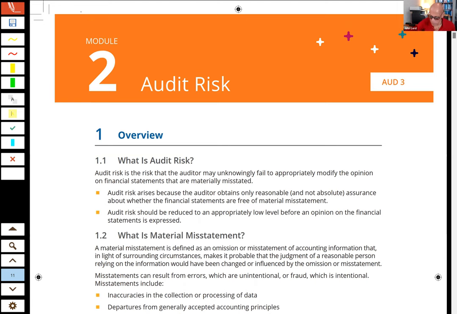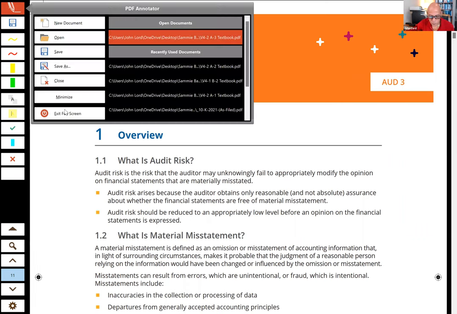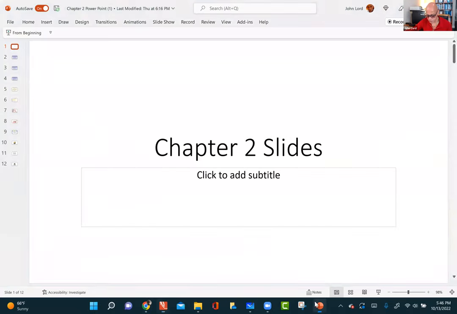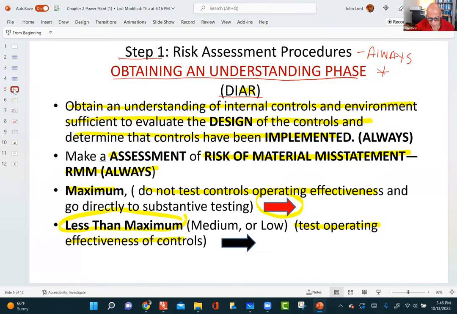I don't know what they were thinking, but we're going to go through module 2 first, then we'll go back to modules 2 and 3, then we'll go back to module 1, okay? But before we do that, and that's why I was trying to avoid going into full screen, I want to come over and review these slides with you.